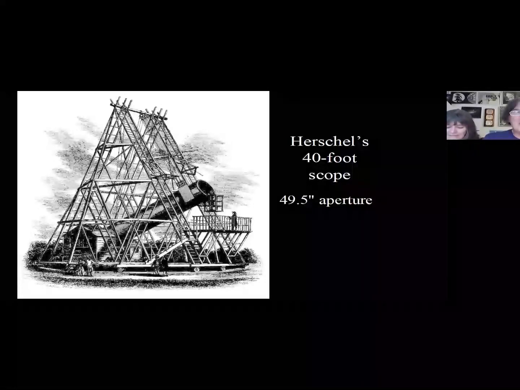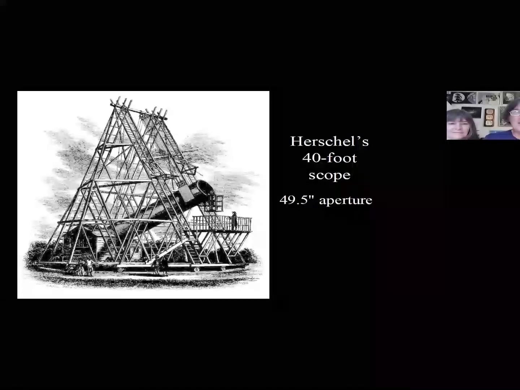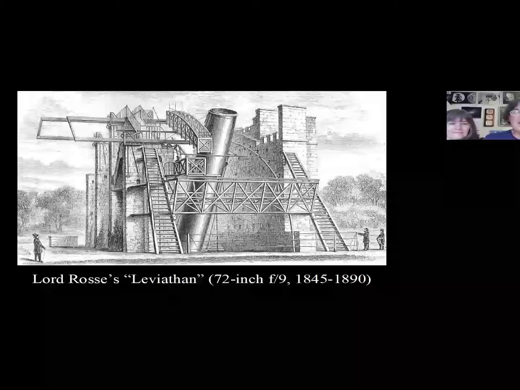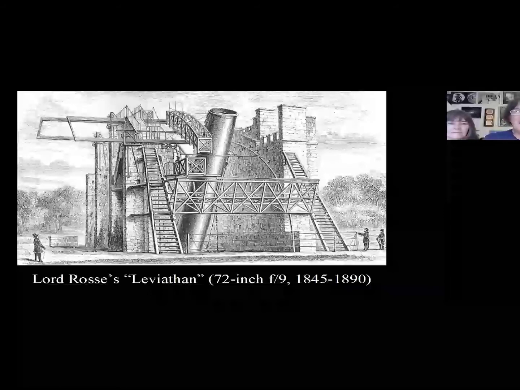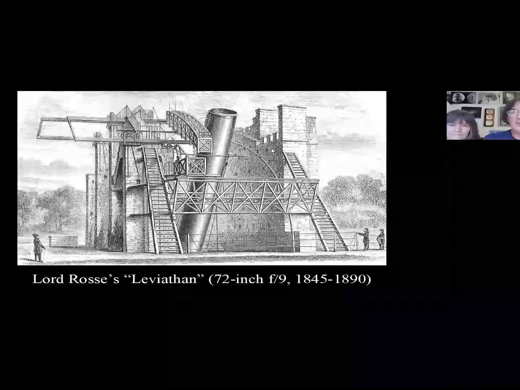Pretty cumbersome. Lord Ross's Leviathan, the 72-inch scope in Ireland, I think it was. You could only move it in altitude just a little bit. This was the observing platform, so you could move it a few degrees, and you could rotate it left and right until it hit the walls. That was your azimuth choice. That's what they had.